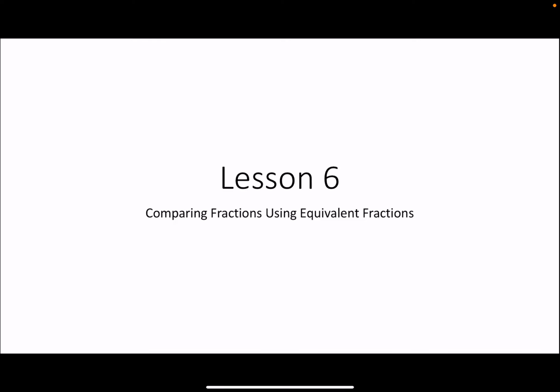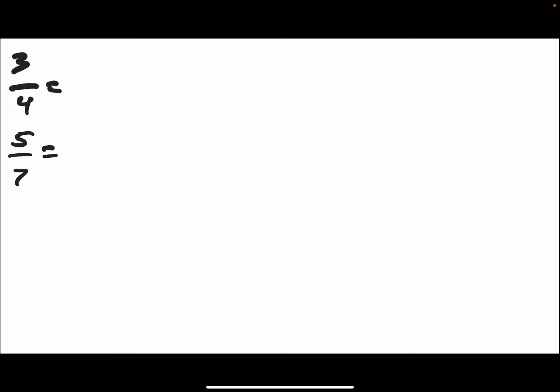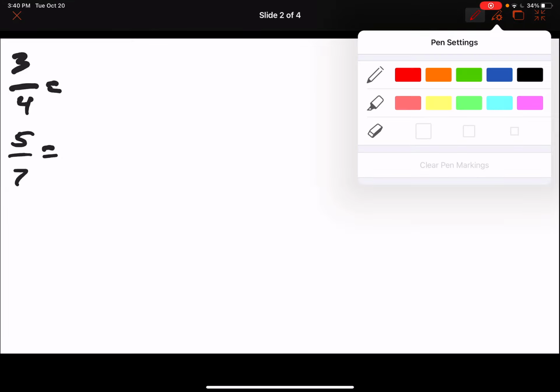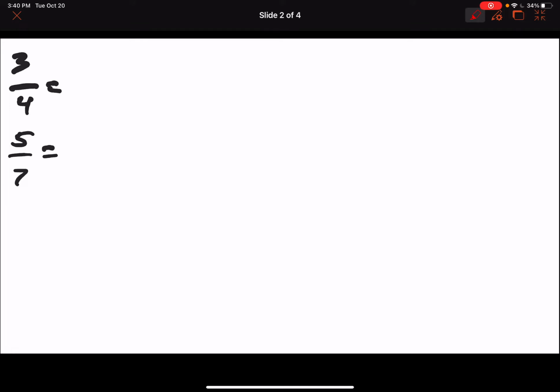All right, welcome back. Lesson six, comparing fractions using equivalent fractions. All right, so how do I compare these fractions? What I'm going to do here is work systematically, okay? I am going to find the common denominators, but I'm going to do that by skip counting. So basically, I'm going to multiply this guy by 2. So 4, 8, and I'm going to just skip count to find the denominators here.